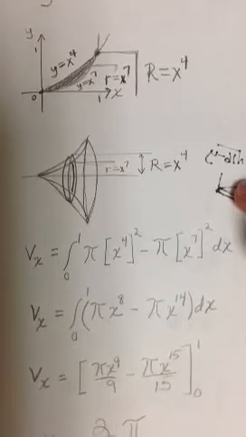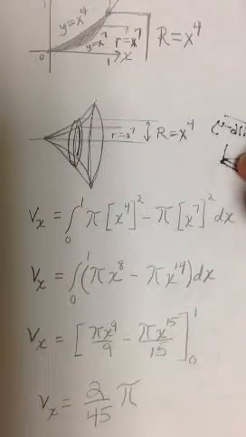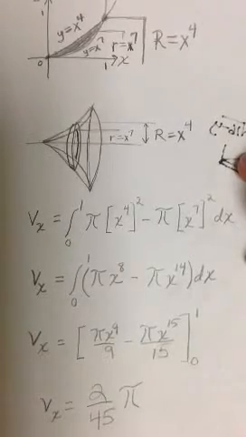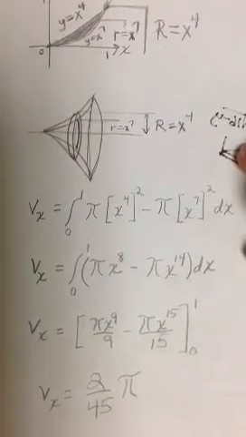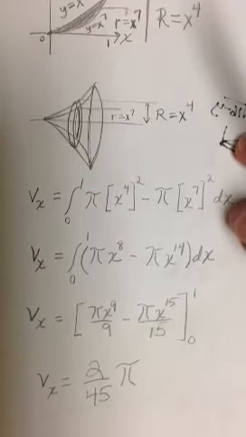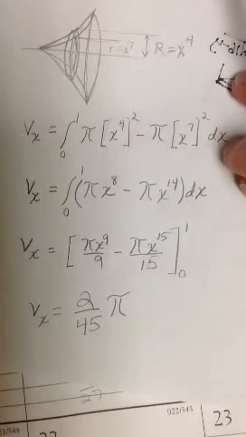And now readily applying the power rule of integration, V of x is equal to pi times x to the 9th over 9 minus pi times x to the 15th over 15, as x goes from 0 to 1. And taking the difference between these two values, the final result in its exact form is going to be 2/45 pi.